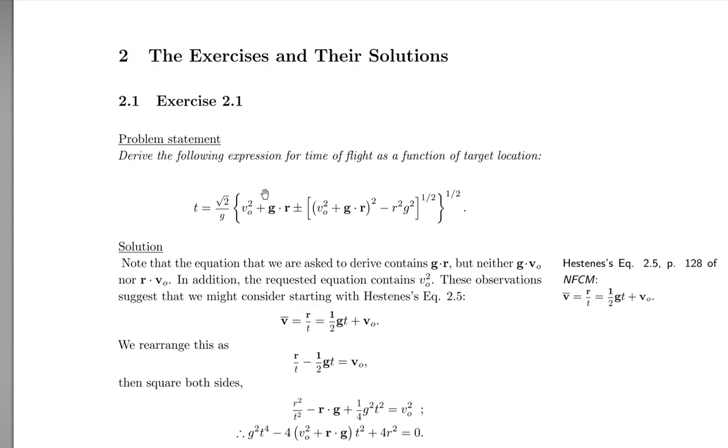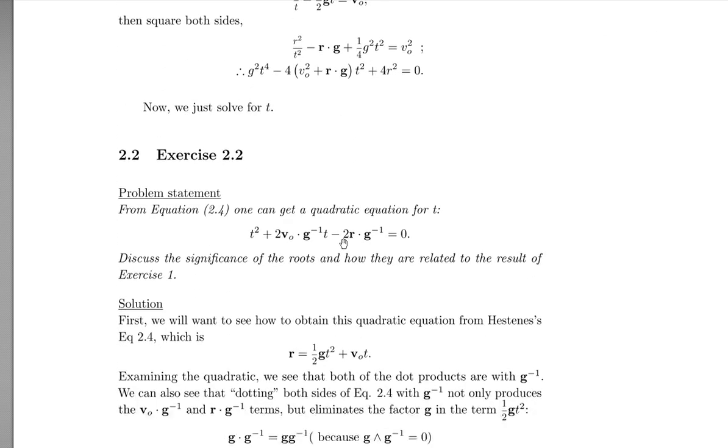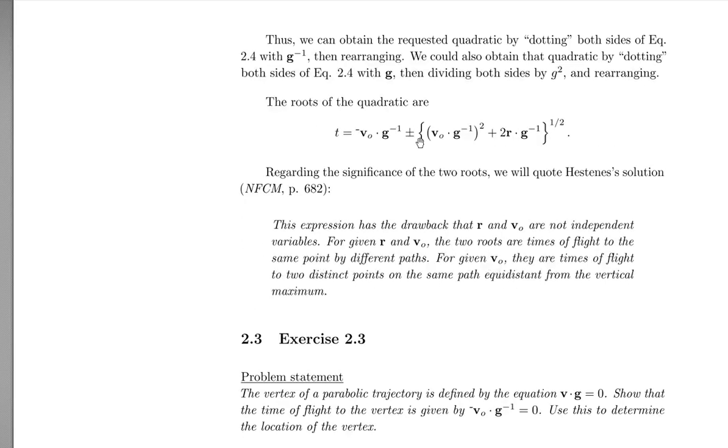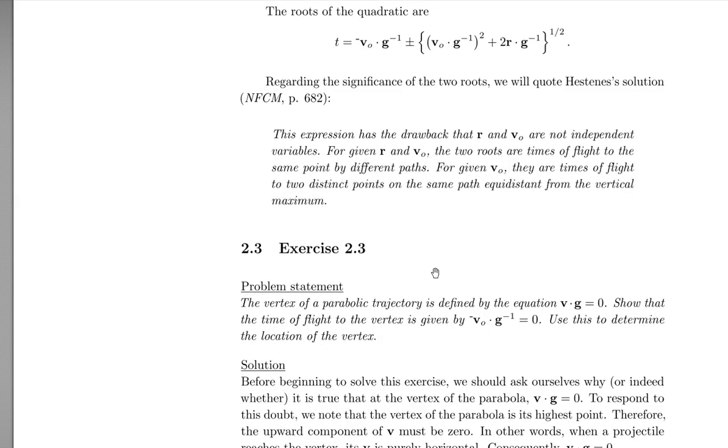The first problem asks you to derive an expression for the time of flight to a target. And the solution to that is nothing spectacular. It's fairly straightforward. Similarly, exercise 2 asks us to derive a somewhat different expression or quadratic equation for the time. And Hestenes points out that this version does have some serious drawbacks.